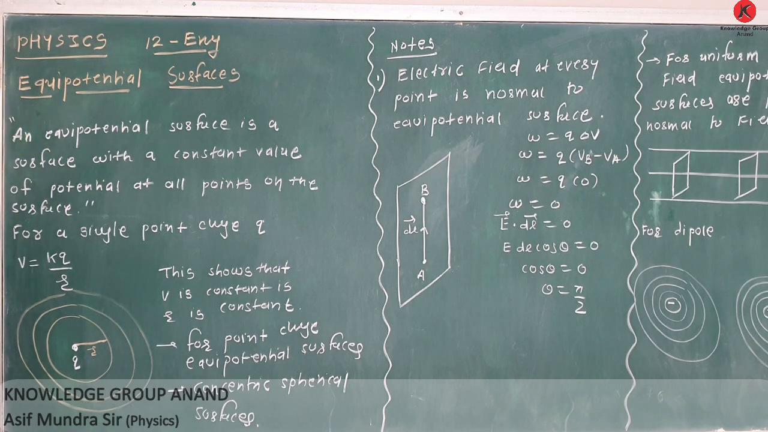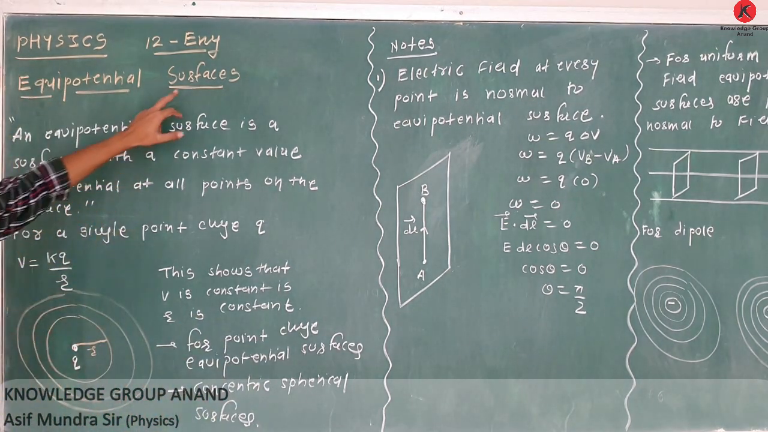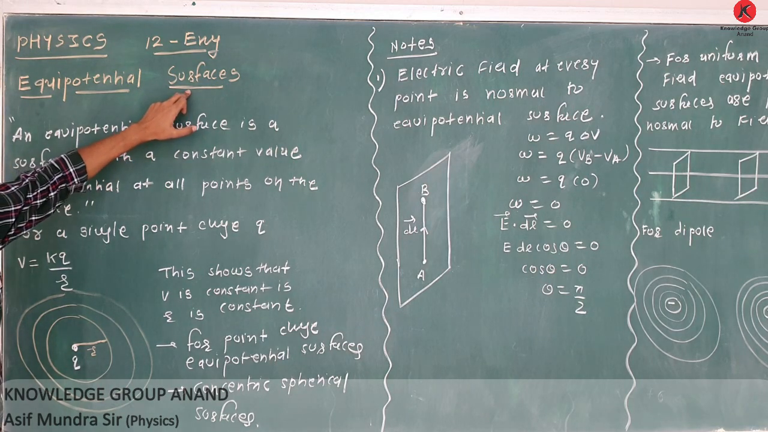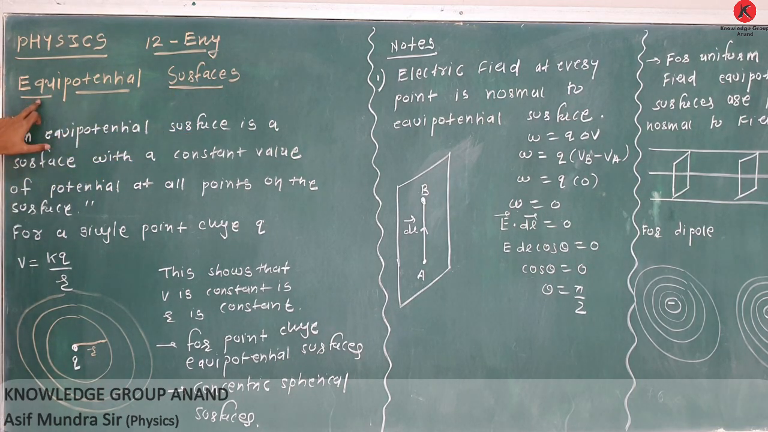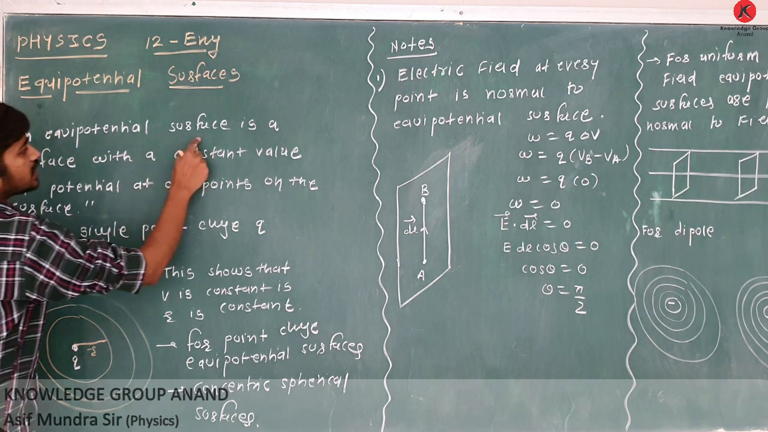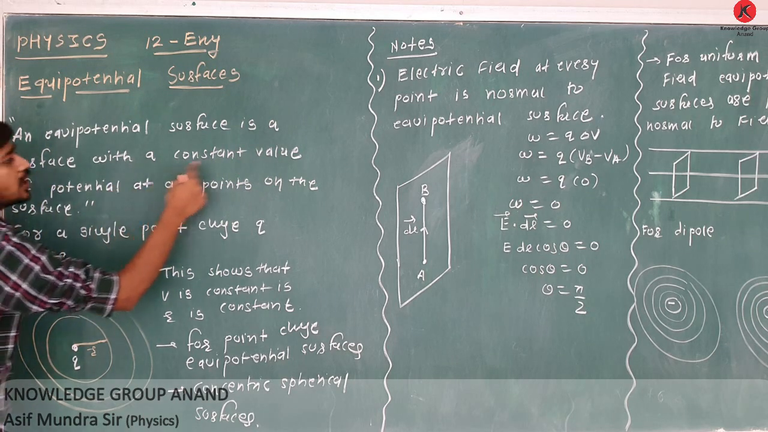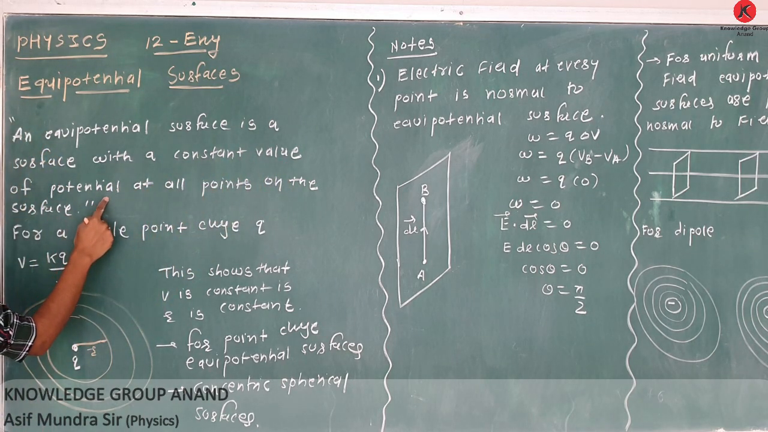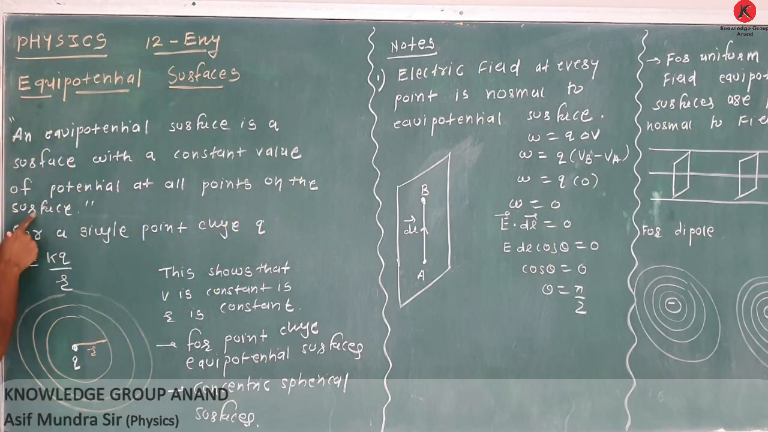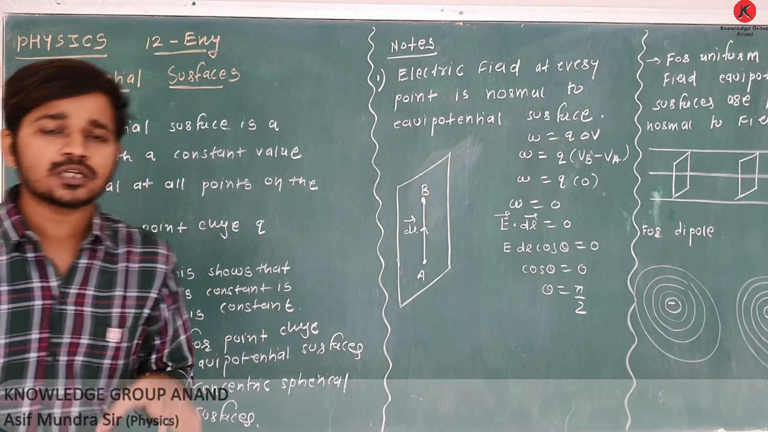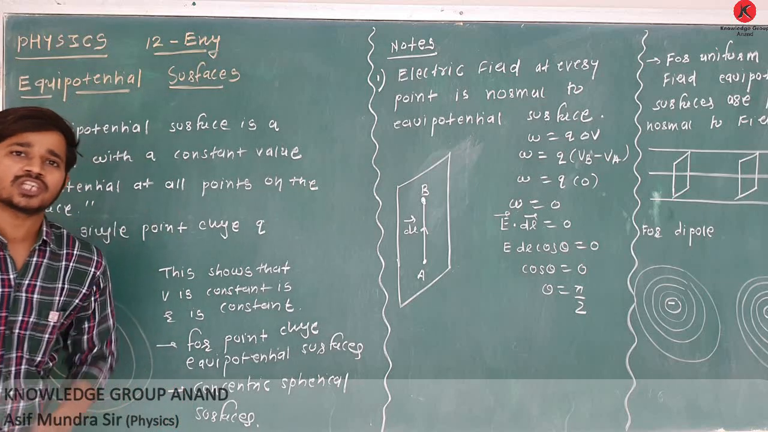See, equipotential surfaces. If you see this word equipotential, equi means equal, potential surface. So you can also make its definition. What is an equipotential surface? A surface such that at each and every point potential is equal. An equipotential surface is a surface with a constant value of potential at all points on the surface.